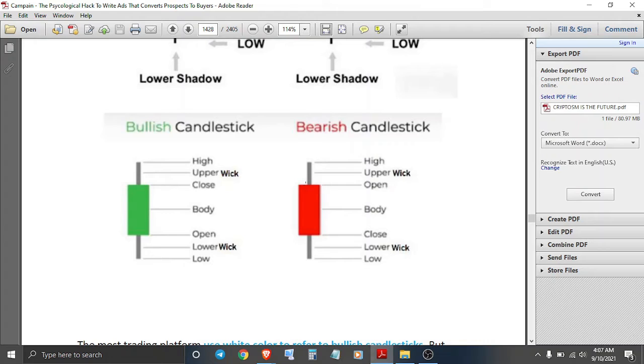Now, in the bearish candlestick, the price opens here. It opened here. Now it went down. The price opened here, and it went down to the lowest, and maybe there was a buying pressure. Then it went high again, trying to form a bullish trend.